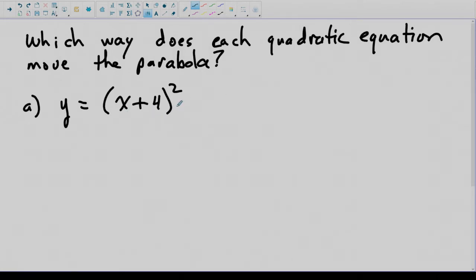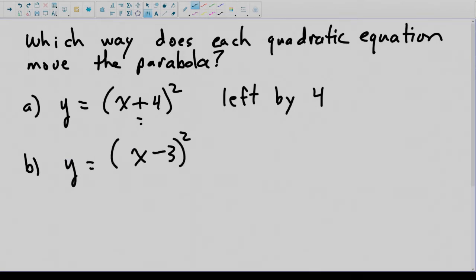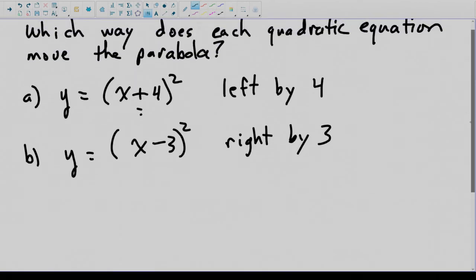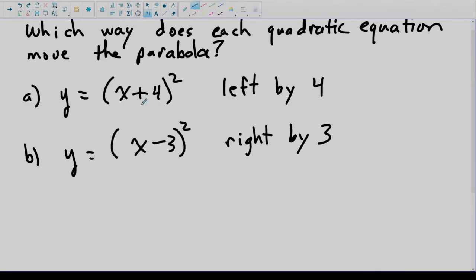And here's our first example. So as soon as you see a plus in here, I want you to say left, and then usually by how much? By 4. If I ask you to do the same thing with this equation, as soon as you see a minus here, you have to remember that it's the opposite of what you expect, so it's right by 3.